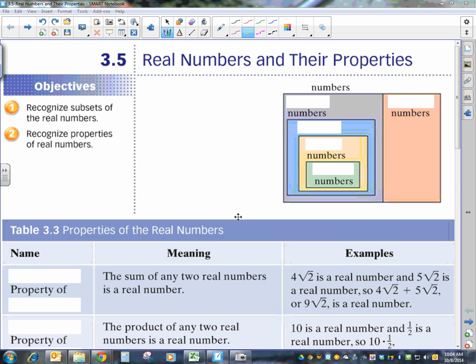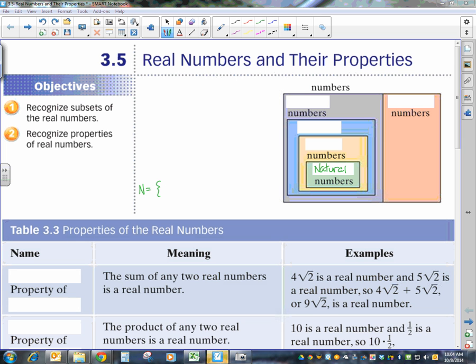Hey, today we're talking about real numbers and their properties, and we are basically bringing together everything that we've been talking about this chapter. So, just to recap and let you know how they're all related. The first set of numbers that we talked about were your natural numbers, okay? Sometimes denoted with the letter N.